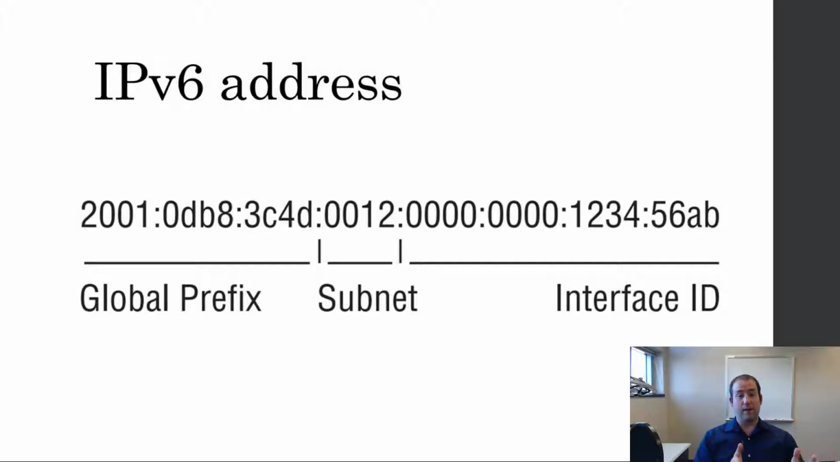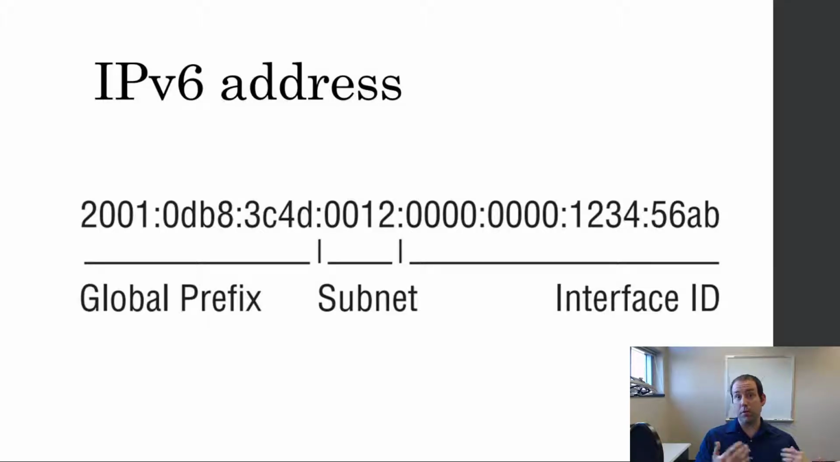So the first part is the global prefix. This is basically the equivalent of a class A network, I guess. That's the global prefix that's given out to you. And then there's the subnet, which splits that global prefix into a bunch of subnets. An organization would get a global prefix and be able to create 65,000 subnets from the 16 bits in that subnet number. So give them a global prefix, you can create 65,000 subnets.